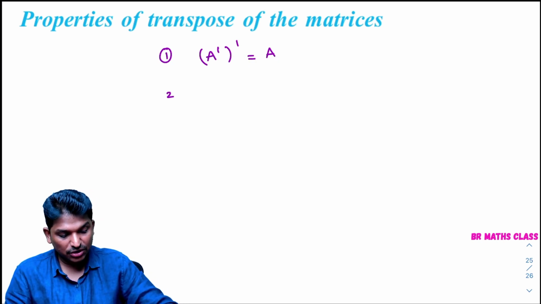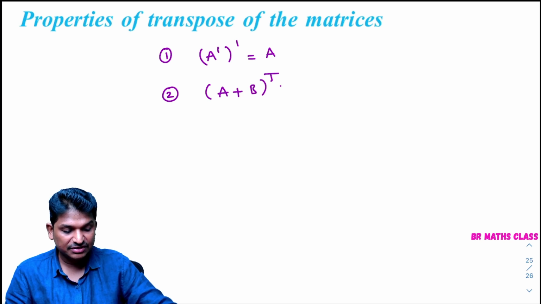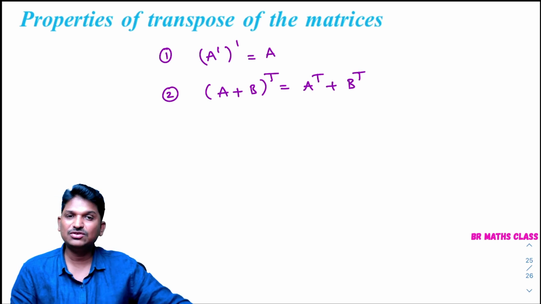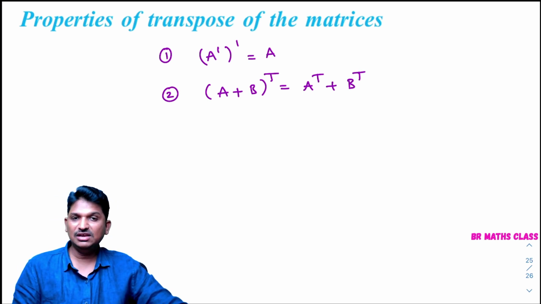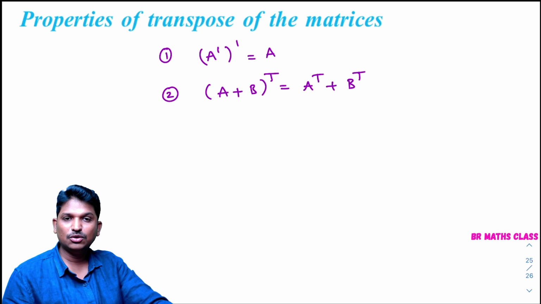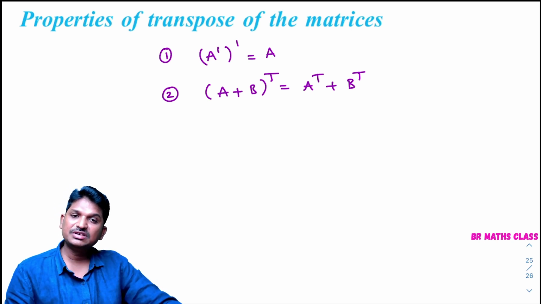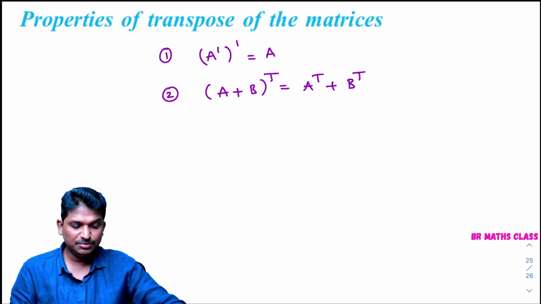And the second important property is that A plus B whole transpose can be written as A transpose plus B transpose. There is no proof for these things. You can easily verify with an example. A plus B whole transpose can be written as A transpose plus B transpose.